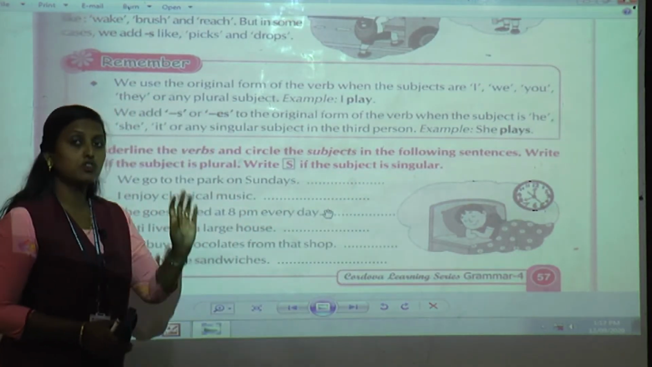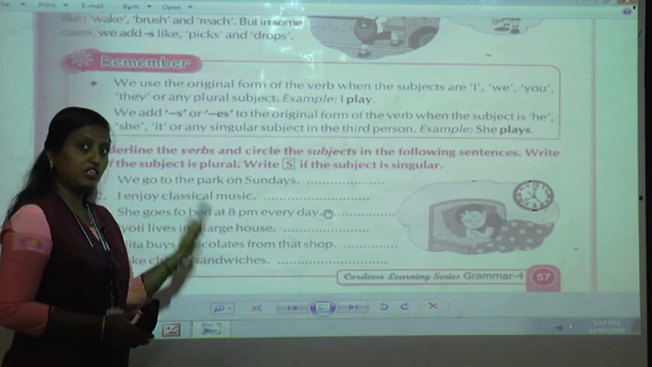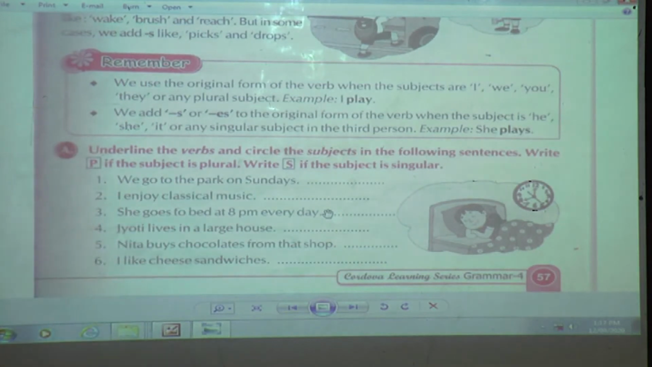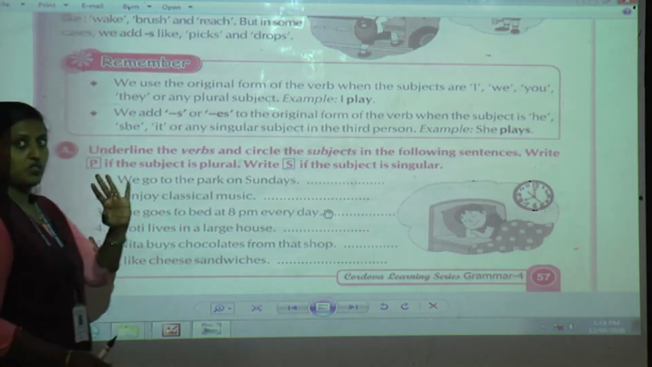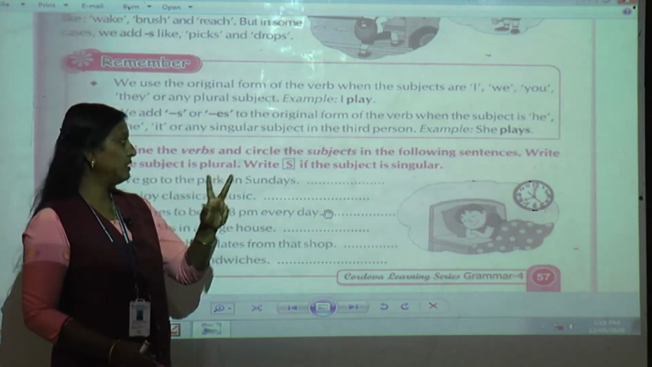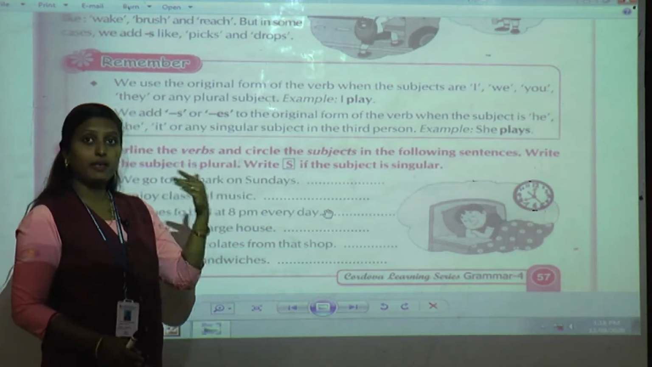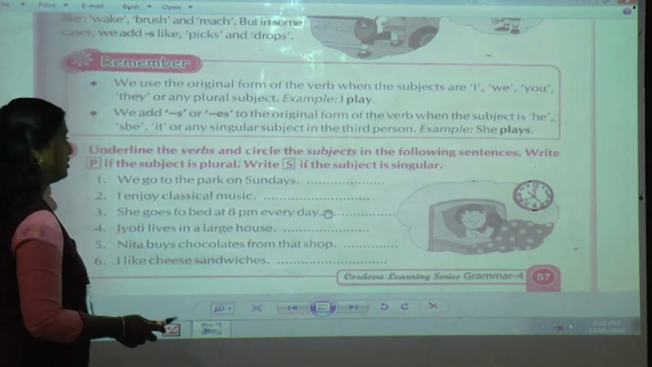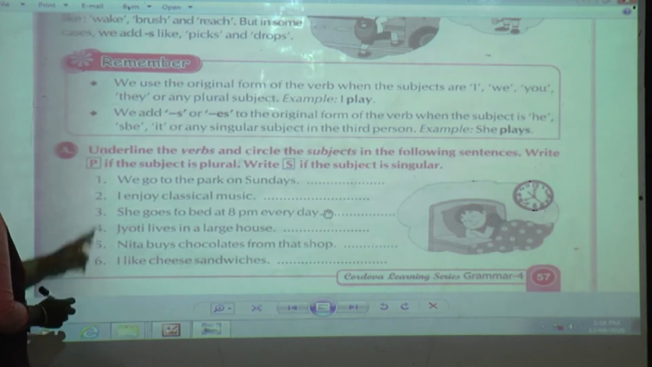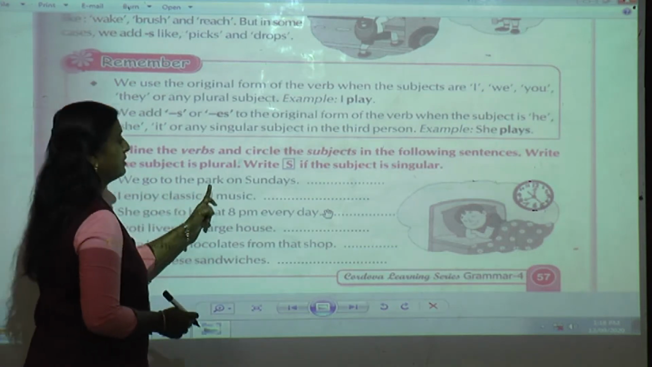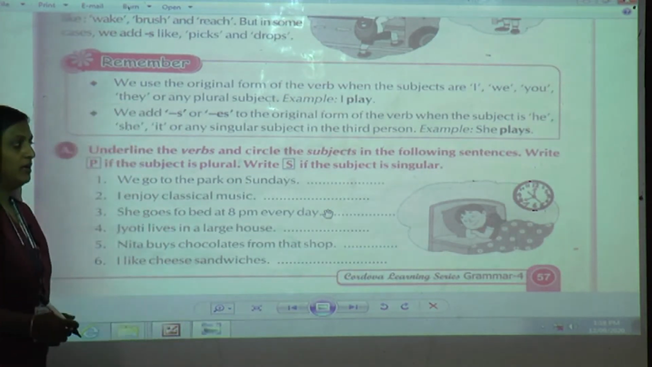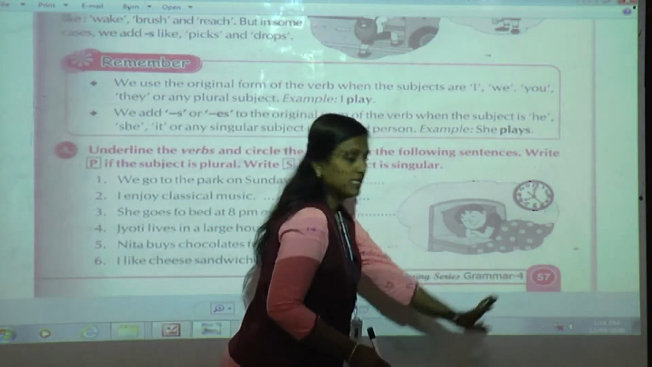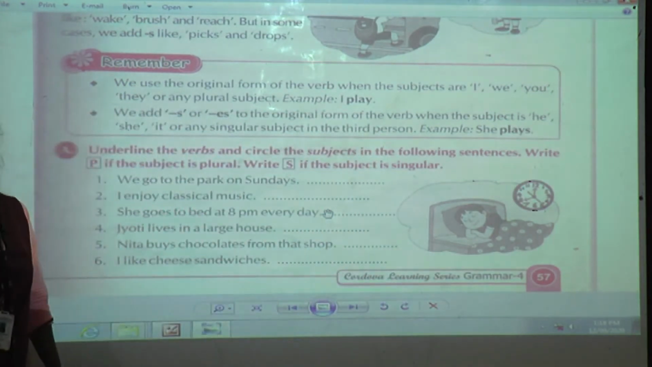Means they have told us to check out the subject. If it is singular, write S. If it is plural, write P. So three things we have to do. How many things do we have to do? Three. First, we are going to underline the verbs. Second, we are going to circle the subject, and then we have to see whether the subject is in singular form or plural form. Ready, students? Okay, first one. We go to the park on Sundays. I hope that you have opened your grammar book, page number 57, lesson number 17.